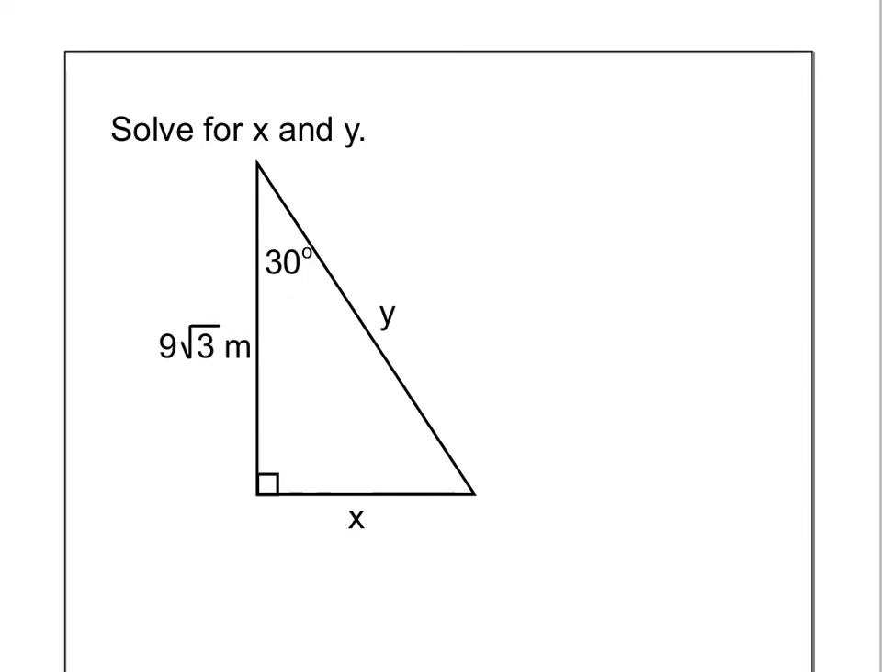Please pause the video and try this one. This is a 30, 60, 90 triangle. This corner down here would have to be 60. If you don't know the short leg, find that first. Remember, the short leg is always opposite of the 30-degree angle.